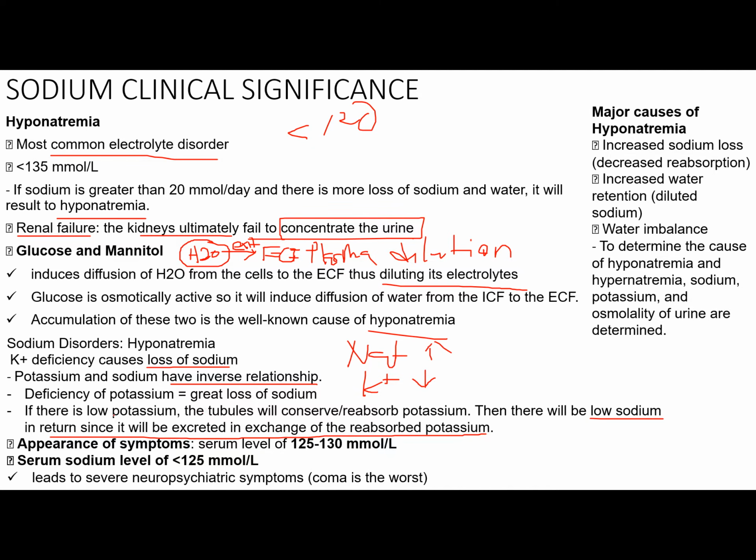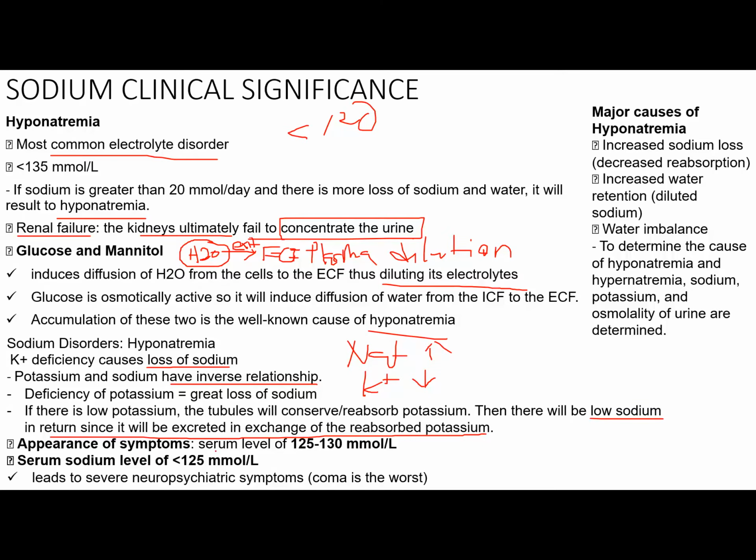So ito, class, itong last statement na to. If there is low potassium, kung mababa daw yung potassium, ang gagawin ng kidneys nyo is that it would conserve or reabsorb potassium. And because of that, it would lead to low sodium, class. Kasi nga, ini-excrete niya yung sodium so that it could reabsorb potassium. Ulitin ko ha, the reason why you have low sodium in cases wherein there is low potassium is because the sodium is being excreted so that the potassium could be reabsorbed.